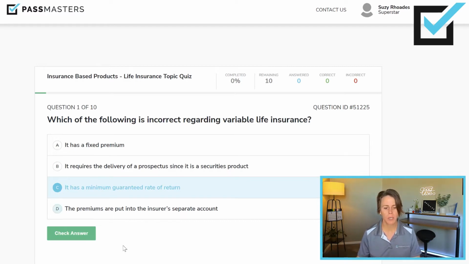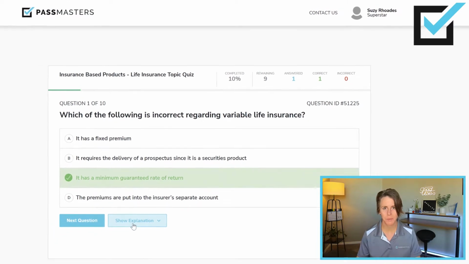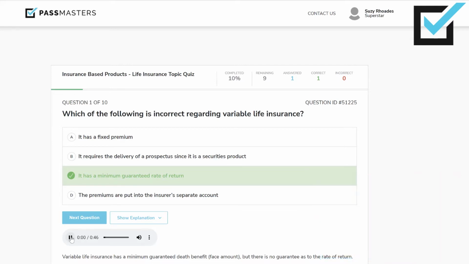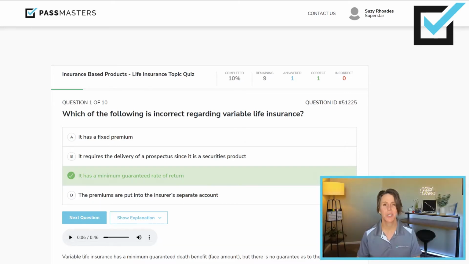So within our learning management system, you'll click check answer. And then you'll see here we have the green check, meaning it is correct. You always have the option to click show explanation. Within each question, you have a written out explanation as well as an audio explanation. So you can do that with each of our questions within our securities courses.